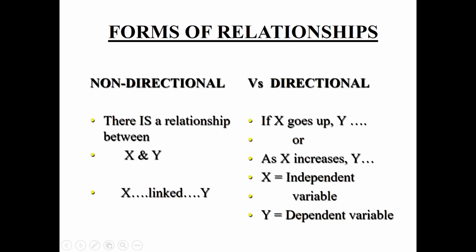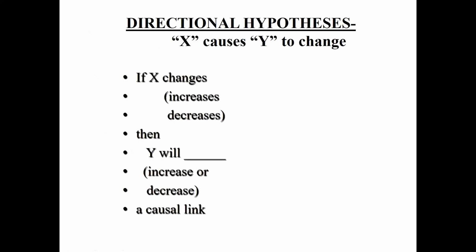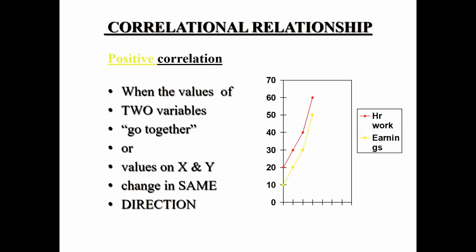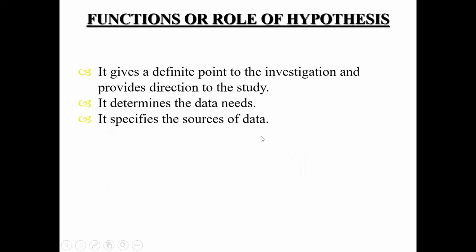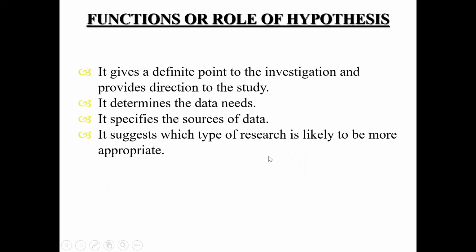Non-directional and directional forms of relationship. This is the correlation for the hypothesis. It's a very interesting topic actually, but because of lack of time we could not spend more time. It gives a defined point to the investigation, provides direction to the study, indicates what data is needed and the source of data. It suggests which type of research is likely to be more appropriate.